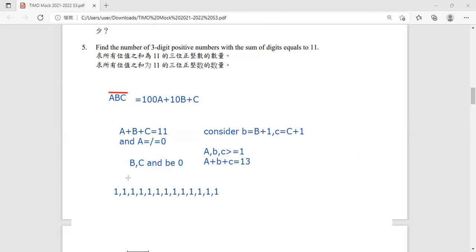So you have to put 2 stacks in the 13 ones. It's not 13C3, which means that it is 12C2. It's 12C2, which means 12 times 11 over 2 times 1, which equals 66. You can count it yourself.